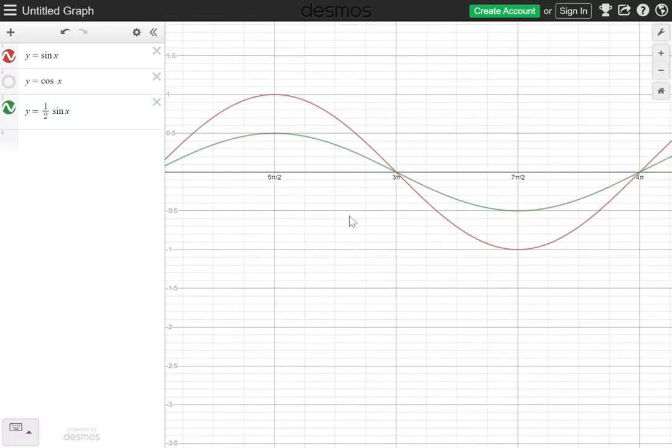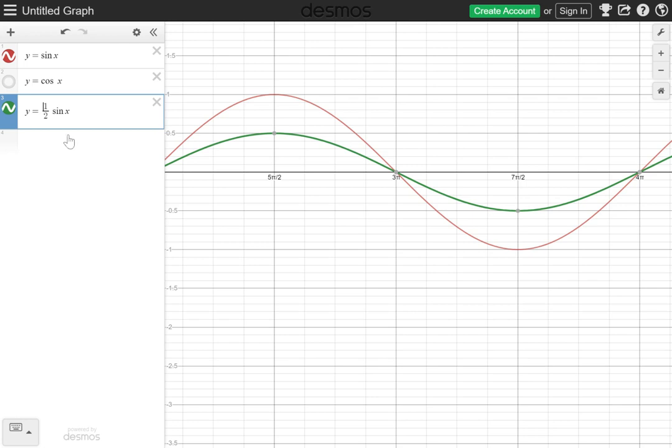Now, I defined it as the distance from the midline to the maximum or midline to the minimum. Another way of saying this is half the distance from the max to min. So on the parent function, let me get rid of that one, we're at 1, and for the minimum, -1. That's a distance of 2 units. Half of 2 units is 1. It doesn't matter which way you want to look at it, but it's always the absolute value of a. Now, to show you this, I'm going to put back that sine of 1/2 x.